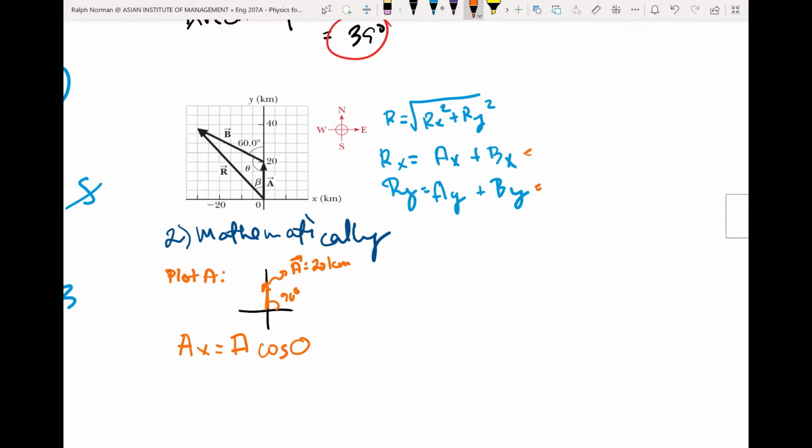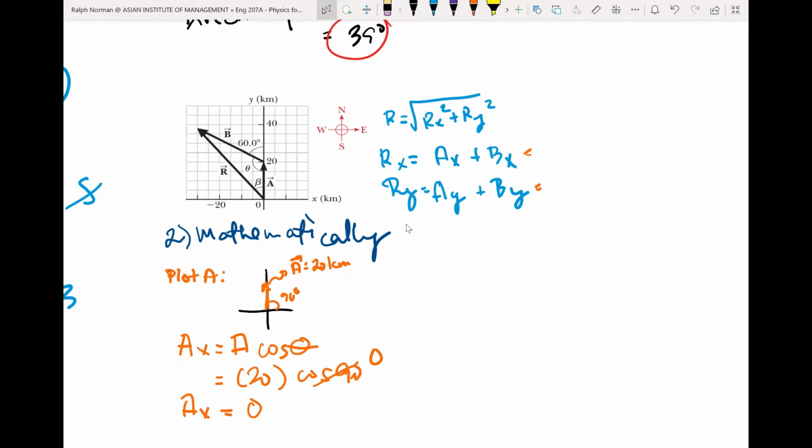Ax is basically A cosine theta. And our angle here, this will be 20 cosine 90. And we know that cosine 90 degrees is what? 0, right? So Ax is simply 0. Now we're done with Ax.